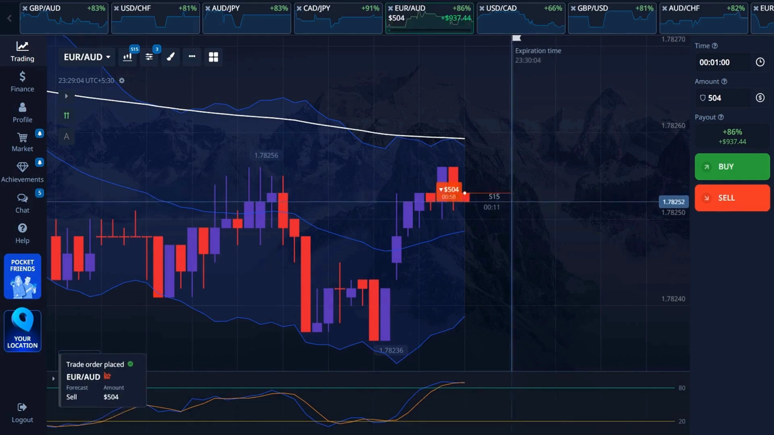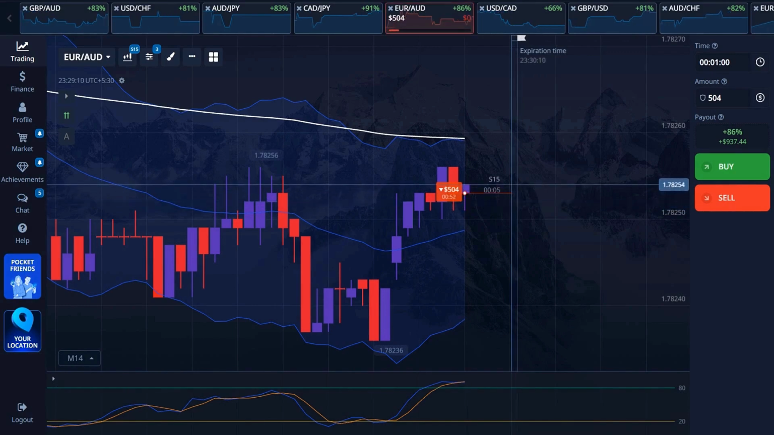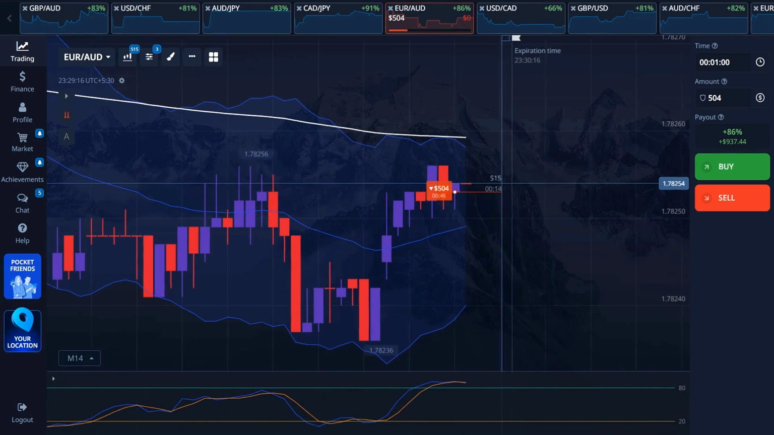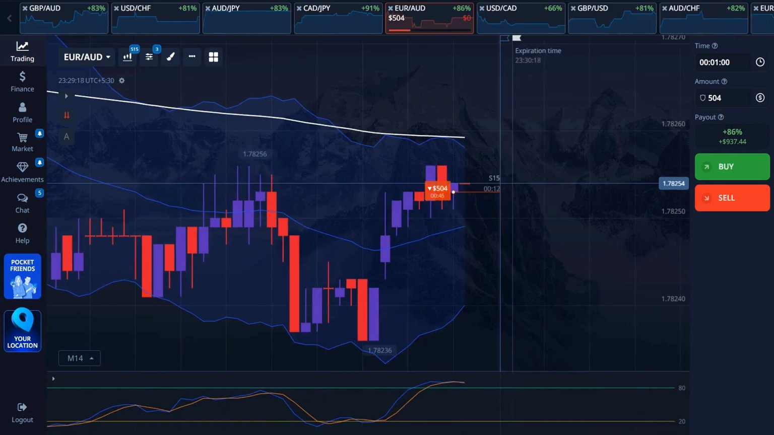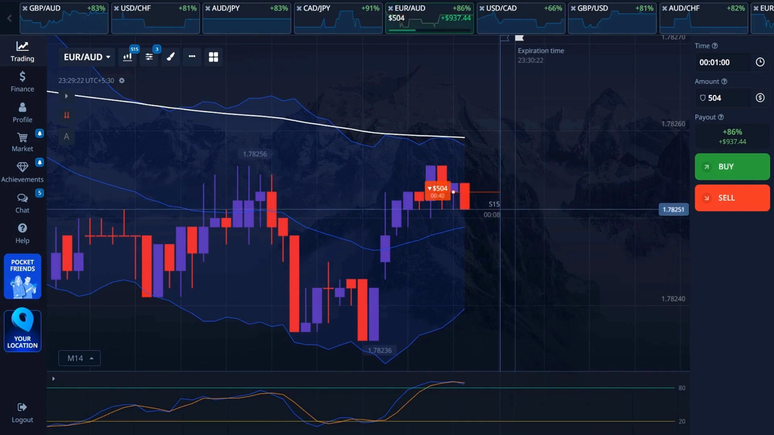Here's our next setup, a sell trade. Price is clearly below the EMA 200, meaning we're in a downtrend. The candle is near the upper Keltner band, and the stochastic is in the overbought zone, starting to turn downward. We've also got one solid bearish candle forming here, confirming sellers are stepping in. That's all the confirmation I need. I'm entering a 1-minute put right now.